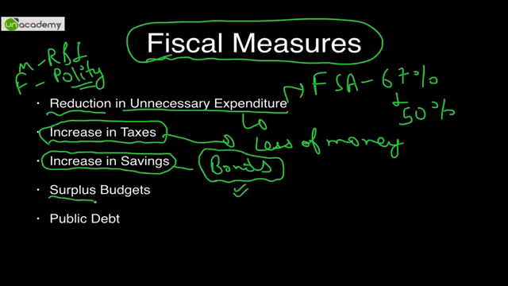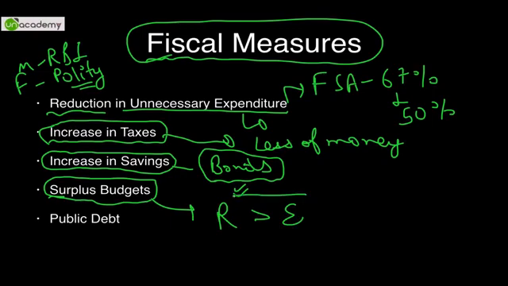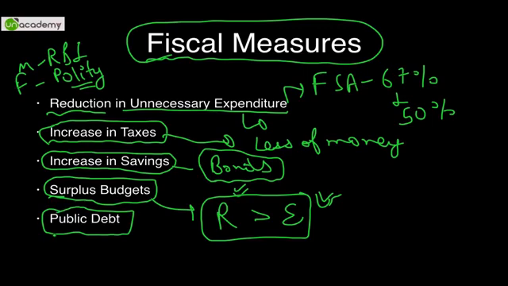Again, it's better to plan for surplus budgets. Surplus budget simply means that your revenue should be more than your expenditure. It's as simple as that. If your revenue is more than expenditure, then your fiscal discipline is maintained, and now you have better odds of controlling inflation. All these factors will help in keeping public debt in check. And once public debt is kept in check, inflation is automatically brought under control.